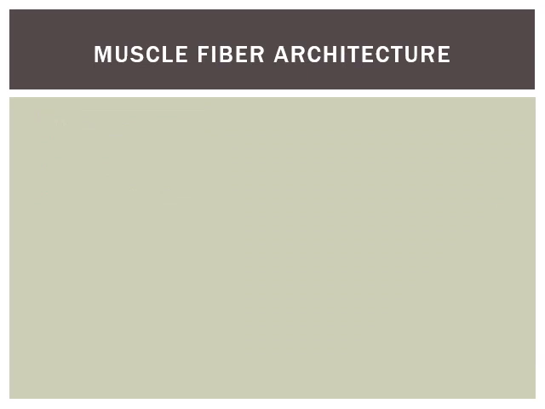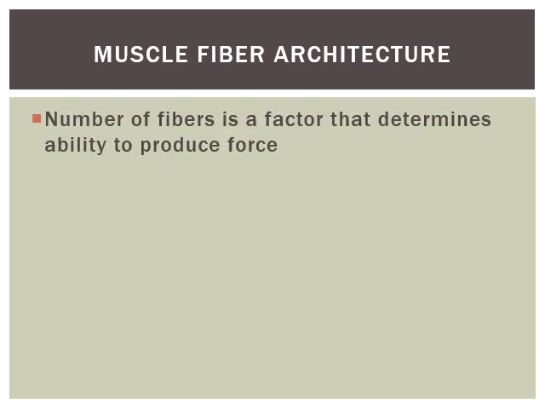Okay, also looking at muscle fiber architecture, the number of fibers is a factor that determines the ability to produce force. What that does is increase what we call the muscle cross-section. So again, the cross-section of the muscle: the more muscle fibers that are there, particularly if they are lined up parallel to one another, you're going to have an increase in the muscle cross-section size.